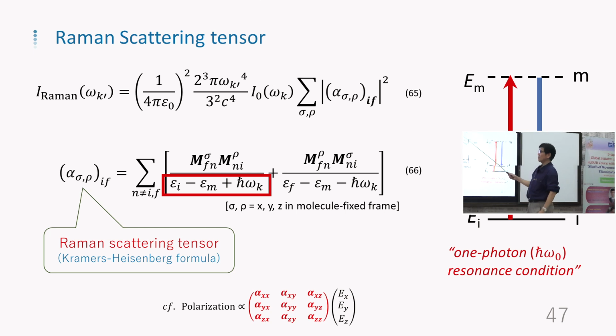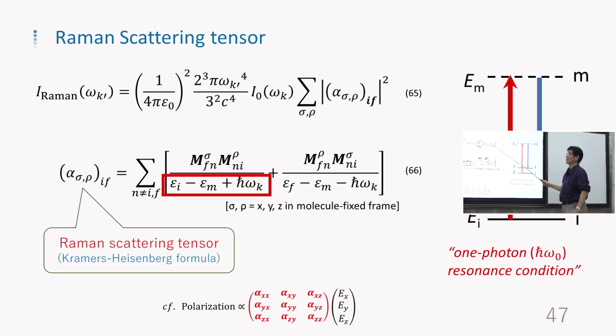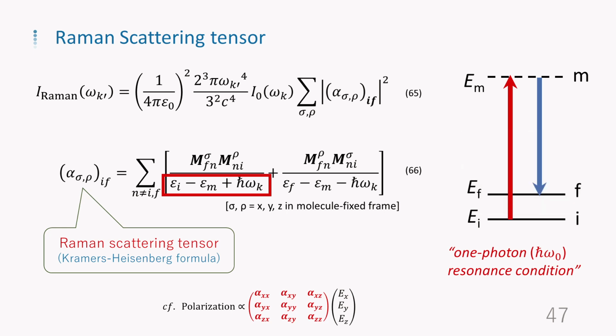The Raman scattering process may be written in this way by introducing alpha. It's the same if we substitute this expression into this part, it is identical with the previous page. So by introducing alpha, we can write Raman intensity in this way. In this case, this part is the so-called Raman scattering tensor. This is also known as the Kramers-Heisenberg formula.